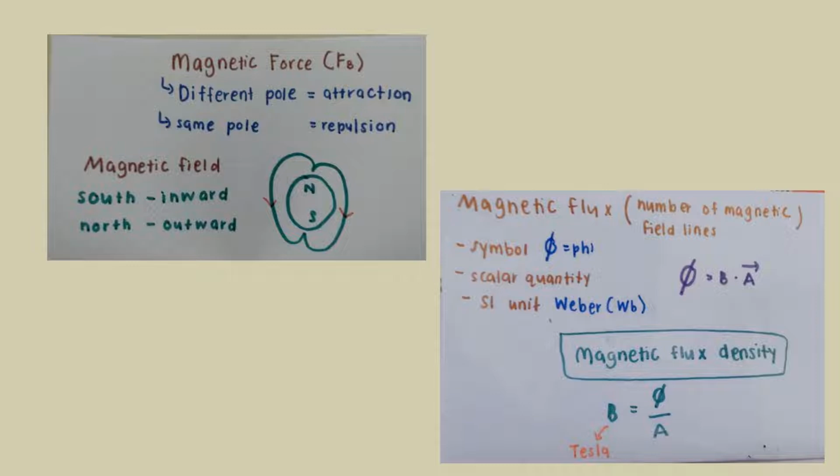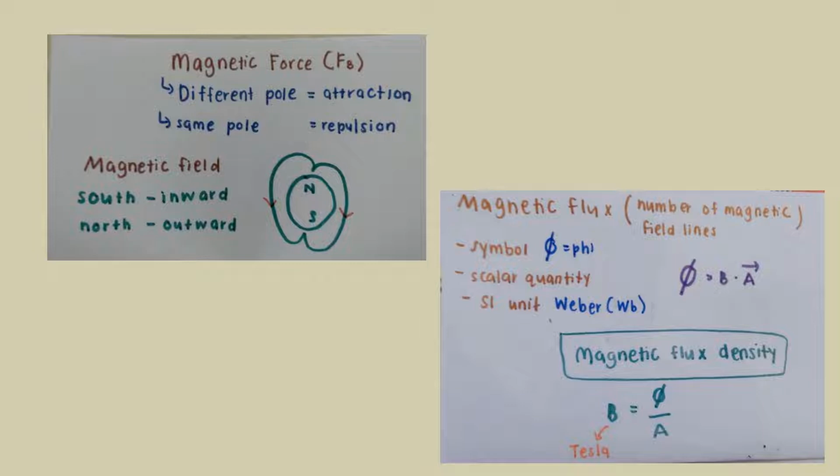For magnetic force, if they have different poles, they will attract. If they have the same poles, they will repel. For magnetic field, there are two poles, south and north. Then we move to magnetic flux.